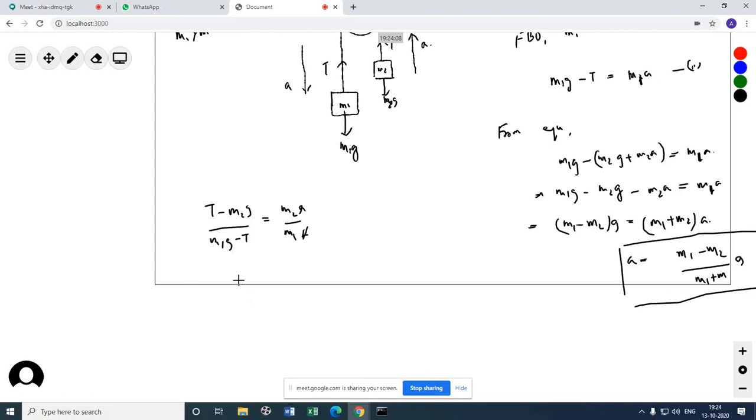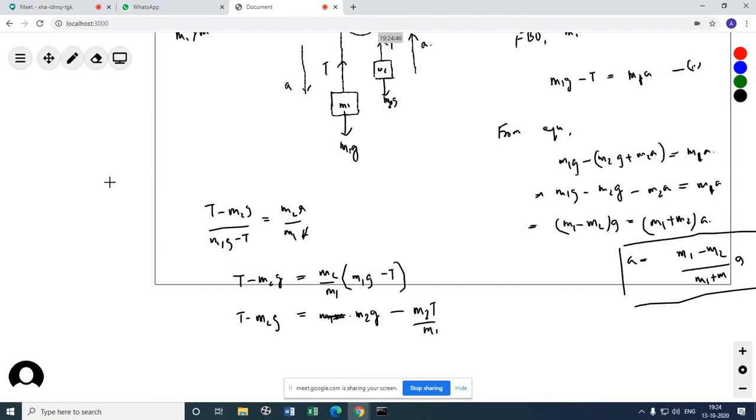So now what to do? T minus M2G is equal to M2 by M1 into M1G minus T. So T minus M2G will give me M1 into M2. Sorry, M1 gets cancelled here. It would be M2G minus M2 into M2T by M1. Let it be there.